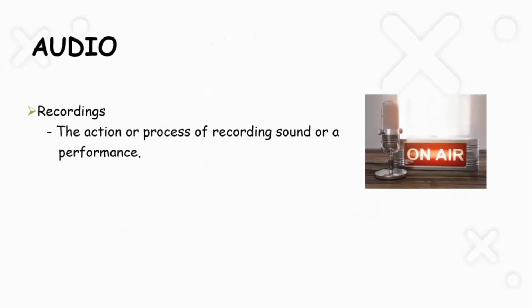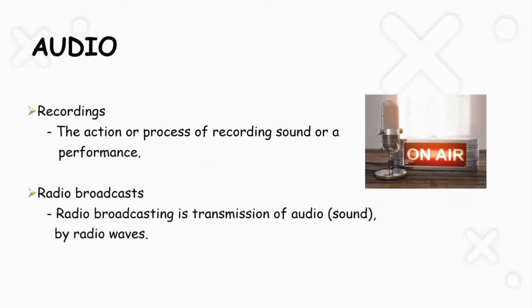Types of audiovisual materials. The first type is audio. In audio, there are two subtypes. The first subtype is recordings, the action or process of recording sound or a performance for subsequent reproduction or broadcast. And the second subtype is radio broadcast. Radio broadcasting is transmission of audio by radio waves to convey information.